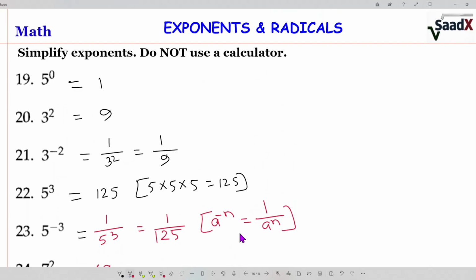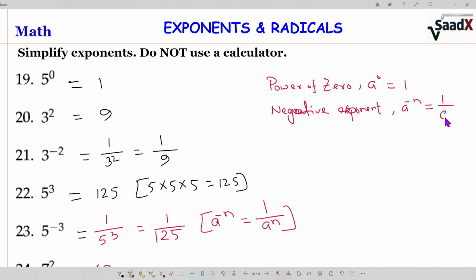The very important part we tried to finish. It's very important. Here we are trying to learn the power of 0. Power of 0 means a to the power 0 equals 1. Then we tried to learn the negative exponent, which is a to the power minus n, it means 1 by a to the power n.